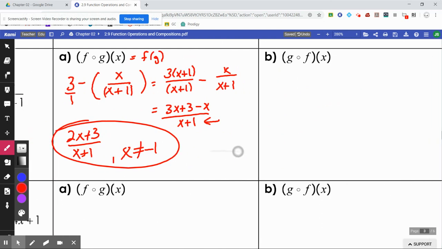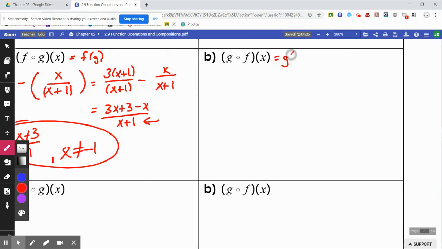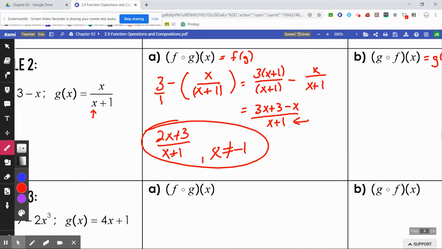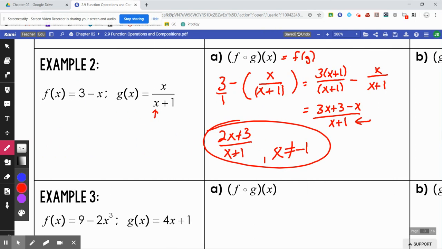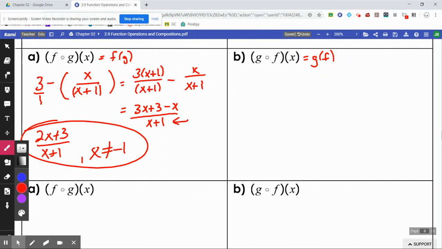The next one, g of f, we're going to take g and we're going to plug in f. So let's take our g function, which is x over x plus 1, x over parentheses plus 1. And again, I do that because everywhere I have the x, I'm going to plug in f, so I just leave parentheses in its place.